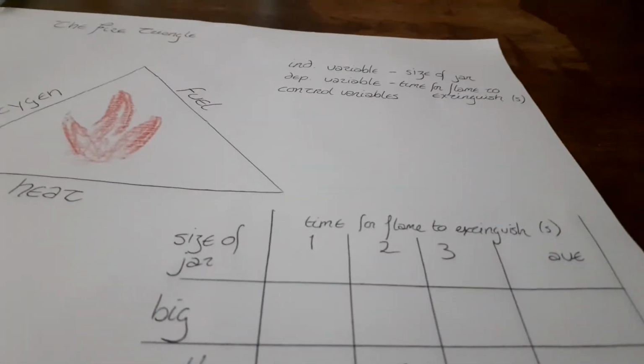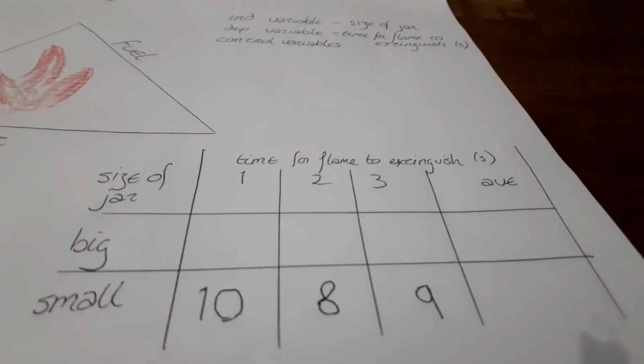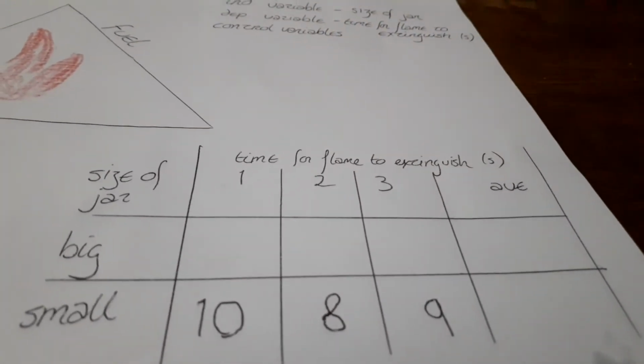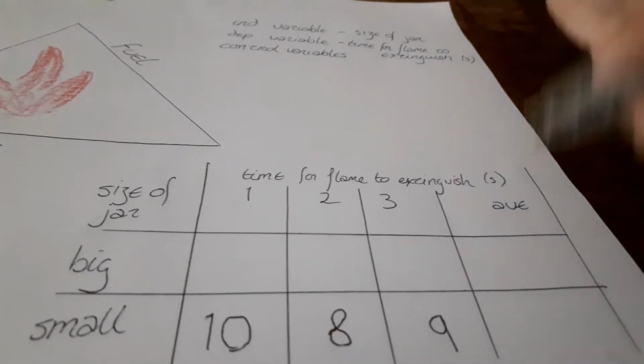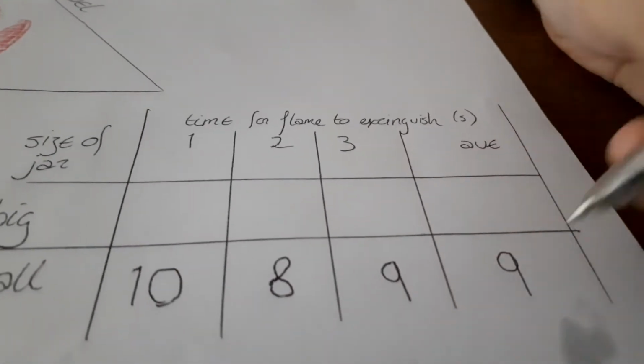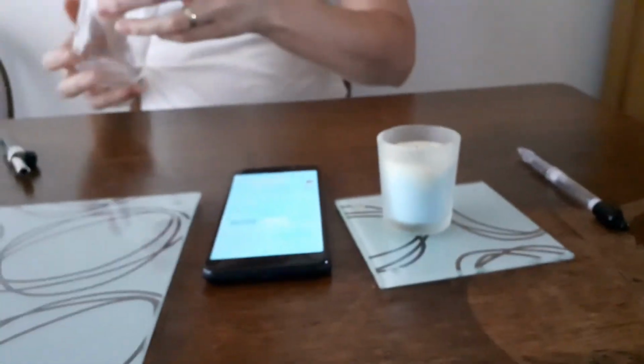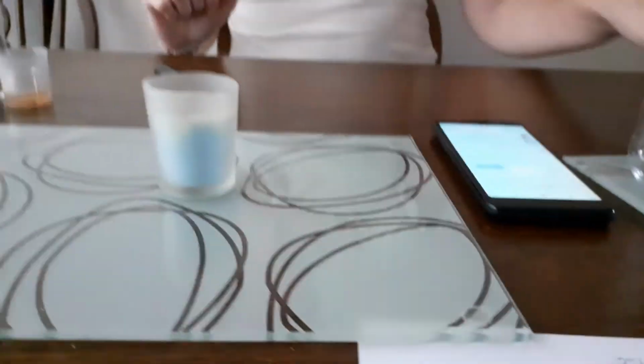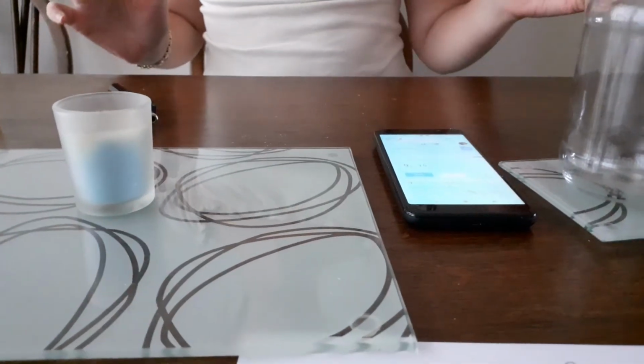I would say we don't have an anomalous result. We'll do our average. 10 plus 8 plus 9 is 27. Divide it by 3 gives you 9. Okay, so on average it took 9 seconds for that candle to go out with the small jar. Right, let's do it for the next one.